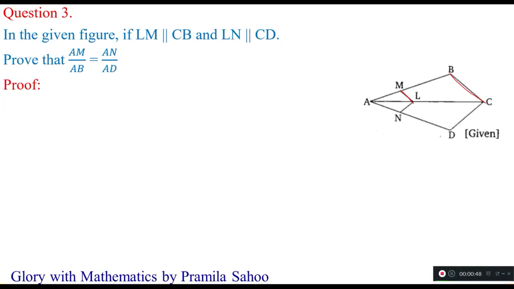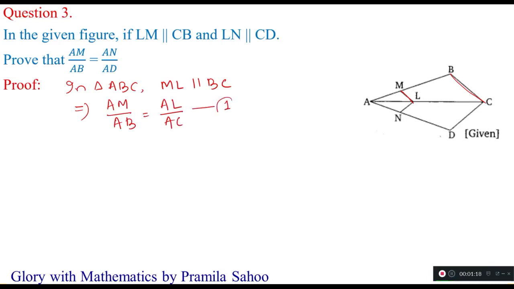Look at the figure. In triangle ABC, ML is parallel to BC. So this implies AM by AB is equal to AL by AC. This is our equation 1. This is due to BPT, basic proportionality theorem. This is a deduction from the basic proportionality theorem.